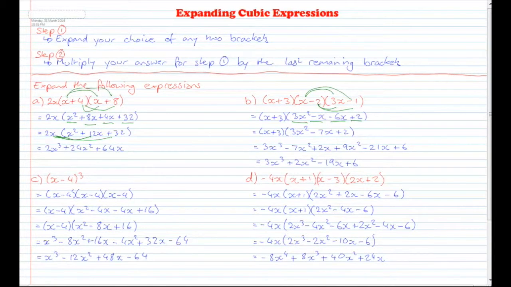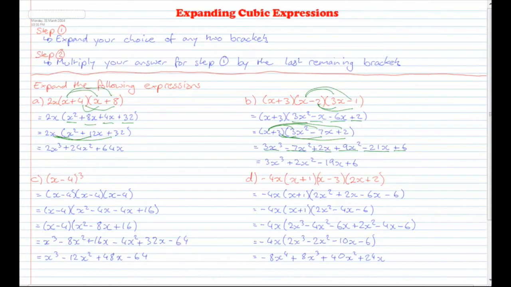Next step is to go through and expand these brackets here. So you're going to go x times 3x squared is equal to 3x cubed, x times negative 7x is negative 7x squared, and x times 2 is equal to positive 2x. Coming to the 3 one now, so you got 3 times 3x squared is equal to 9x squared, 3 times negative 7x is equal to negative 21x, and 3 times 2 is equal to positive 6, sorry.